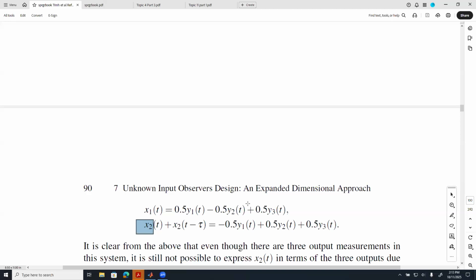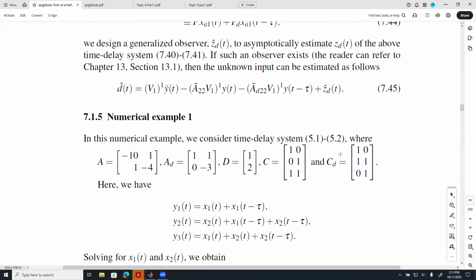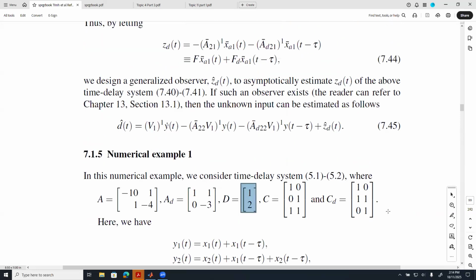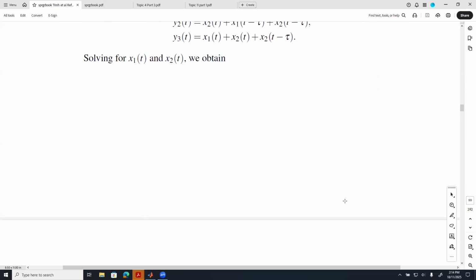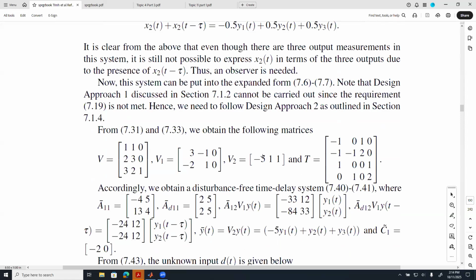Now, also notice the matrix CD here, and when we multiply by D, CD times D, you see that it is basically non-zero. So that means that the assumption in chapter 5 does not hold. And that's why we employ this expanded dimensional approach, and we employ design approach 2 in this chapter.